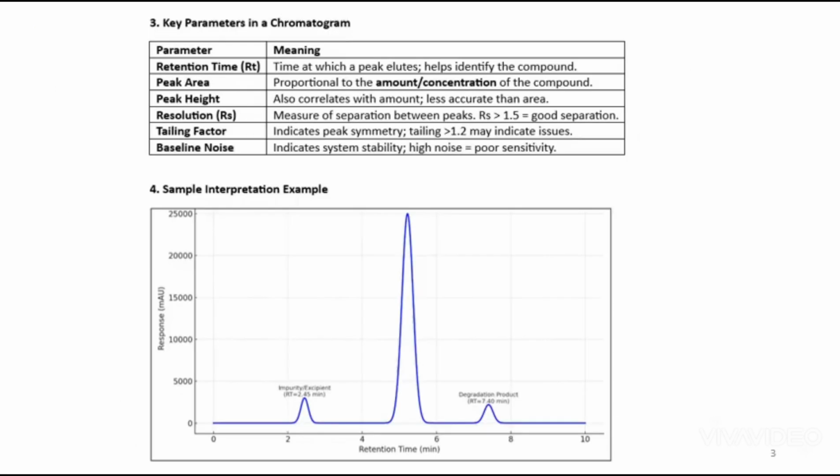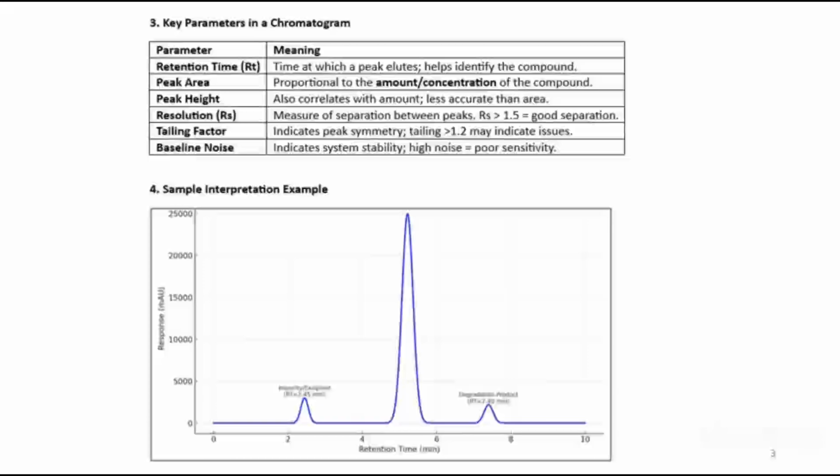Then key parameters in the chromatogram. Here you can see the response versus retention time, and three peaks are there. This is just to make you understand the peaks. The first is the impurity or excipient peak, the second is the main peak, and the third one is the degradation product. These peaks are well resolved, and the middle peak is the API peak you can consider.